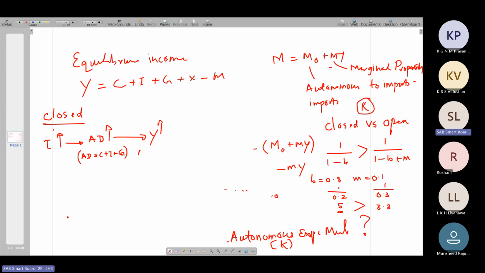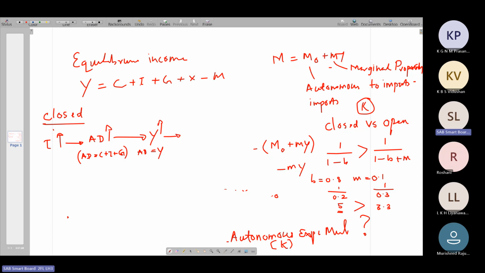Because aggregate demand equals aggregate expenditure equals income, according to the Keynesian explanation. So you know the equilibrium we derived: injections equal withdrawals, aggregate demand equals aggregate expenditure equals income. All these are equal. When income increases, what happens? So that is the multiplier.